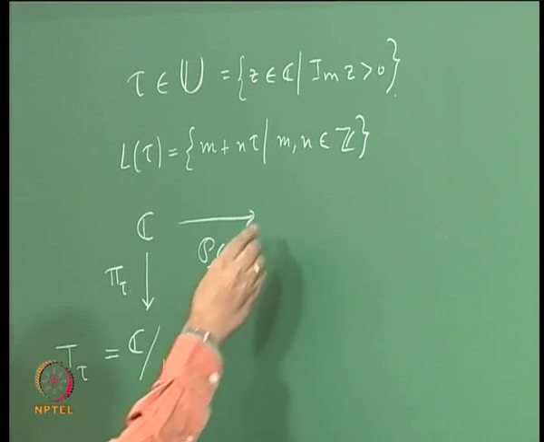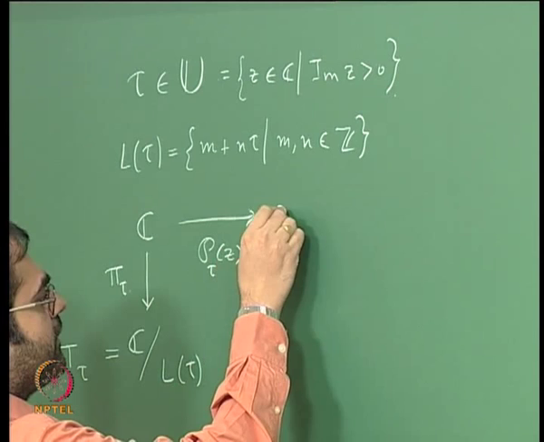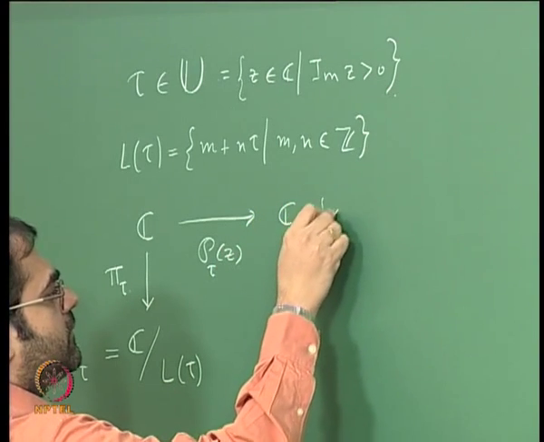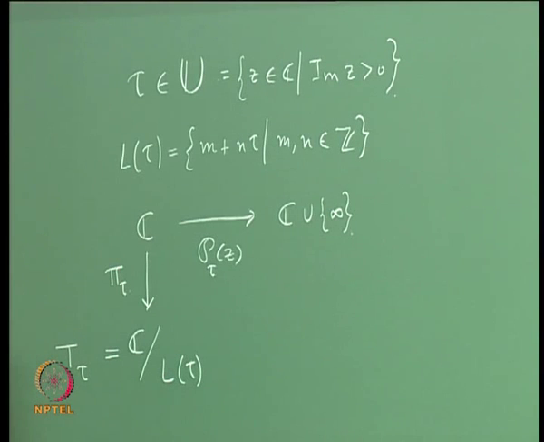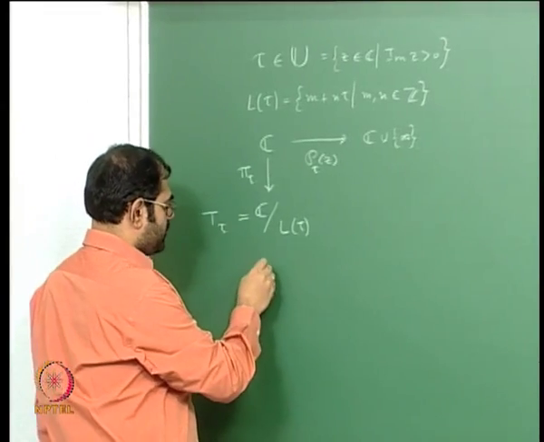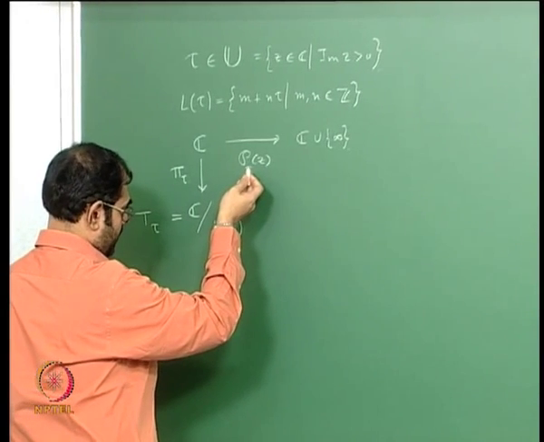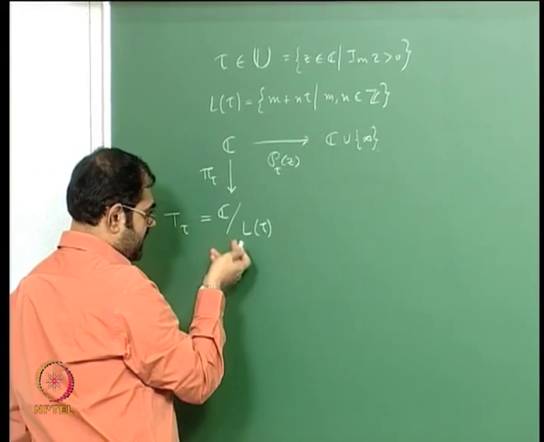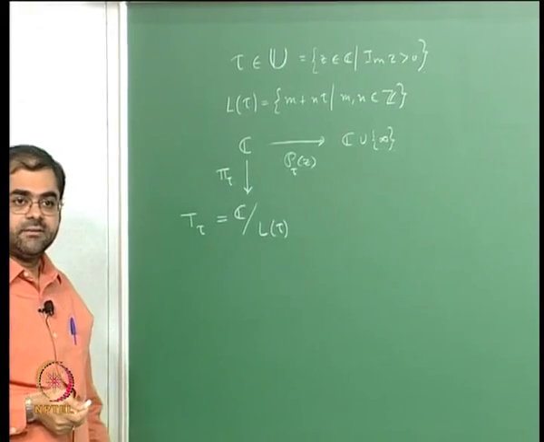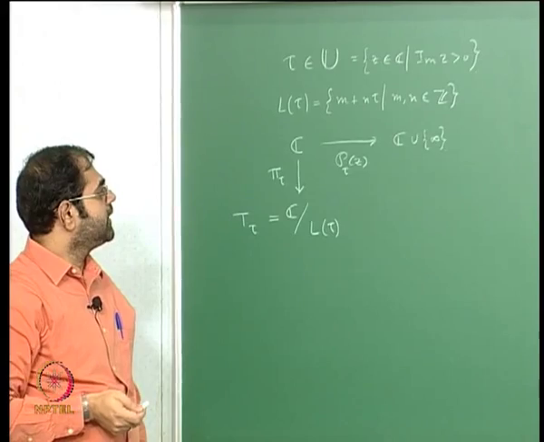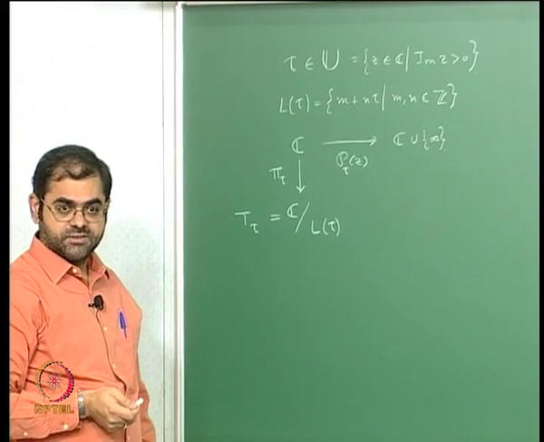This was a Weierstrass phi function that was defined on C with values in C union infinity, in the sense that it is a meromorphic function, with precisely a double pole at each point of this lattice, with sum of residues 0.